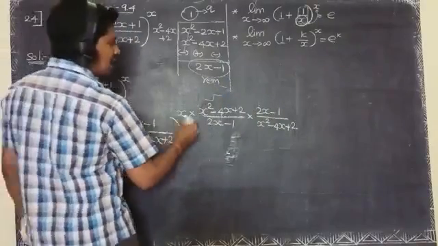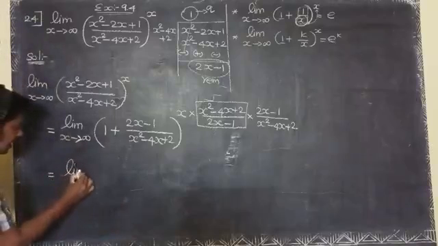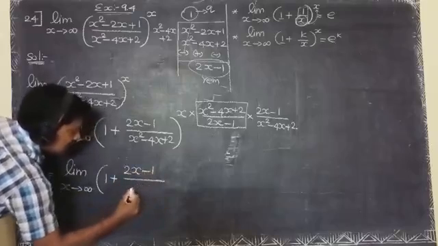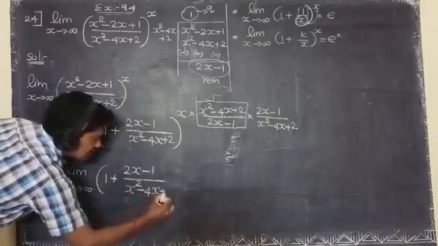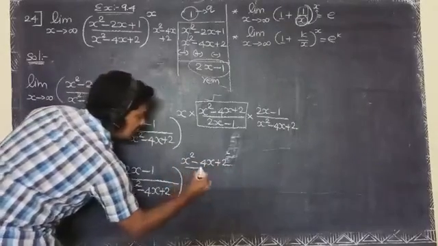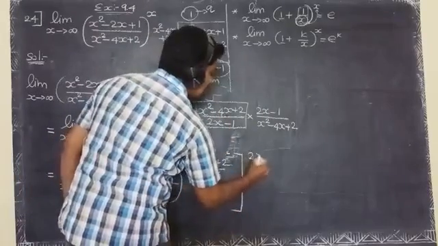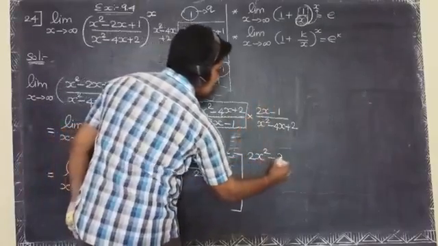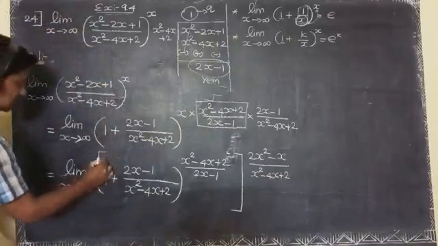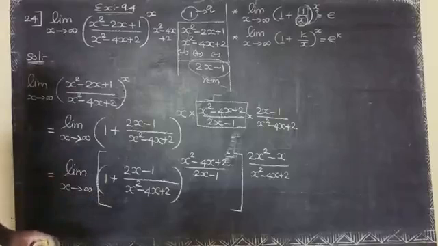Here, once again grouping the powers: limit x approaches infinity of 1 plus (2x minus 1 divided by x square minus 4x plus 2), whole power (x square minus 4x plus 2 divided by 2x minus 1), whole power (2x square minus x divided by x square minus 4x plus 2). Here we change to another variable.